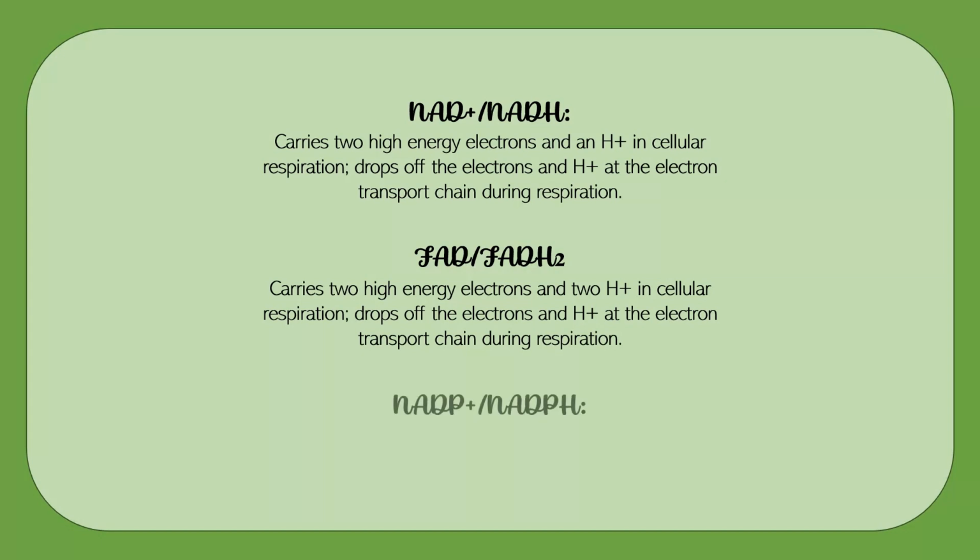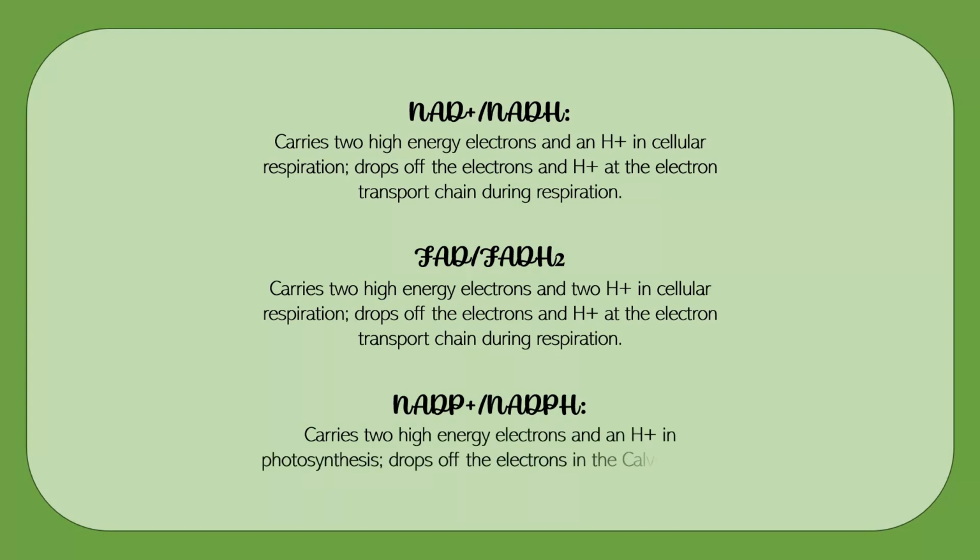Next is NADP plus or NADPH. It carries 2 high energy electrons and an H plus in photosynthesis. It drops off the electrons in the Calvin cycle, which are light independent reactions. We're going to be going in depth with photosynthesis in the next video.